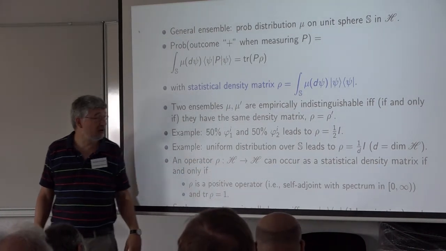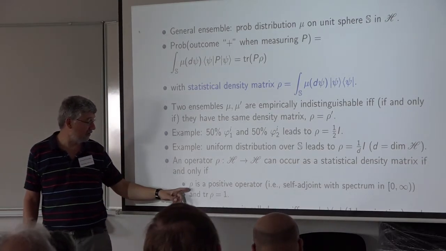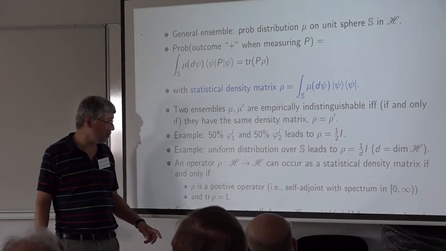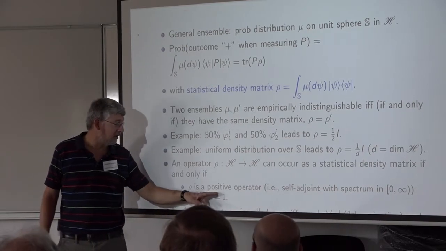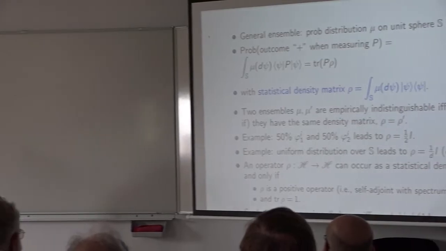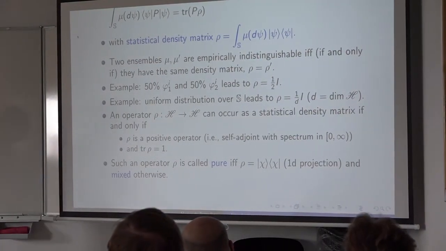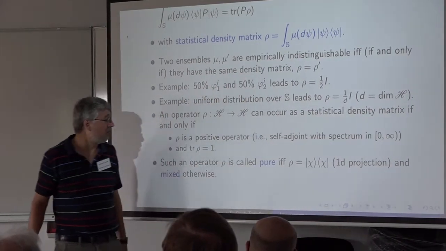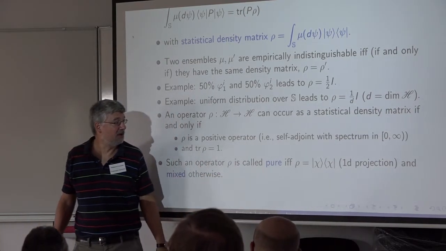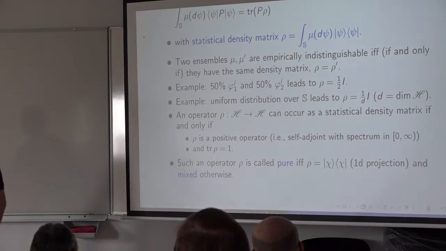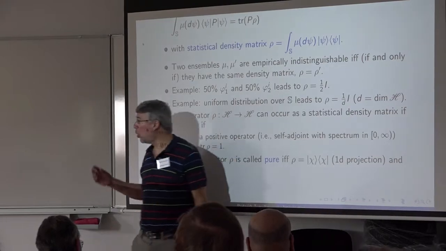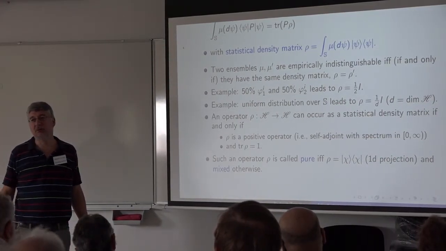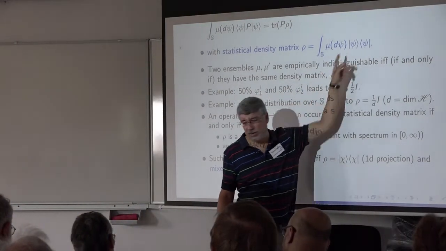Now, an operator on a Hilbert space can occur in this way as a statistical density matrix if and only if it's a positive operator. That means its spectrum lies in the non-negative numbers, all the eigenvalues are greater or equal to zero, and it has trace one. This is sometimes called positive semi-definite in the literature, so it also allows eigenvalue zero. So the statement here is, if you have such an operator, you can find mu for which this formula reproduces the operator that you want. Such an operator is called a pure density matrix if it is a one-dimensional projection, otherwise it's called mixed. A pure density matrix will arise in this way only if the whole probability distribution is concentrated on just one state vector, perhaps up to phase. You could have a random phase because the phase cancels out when you form this expression.